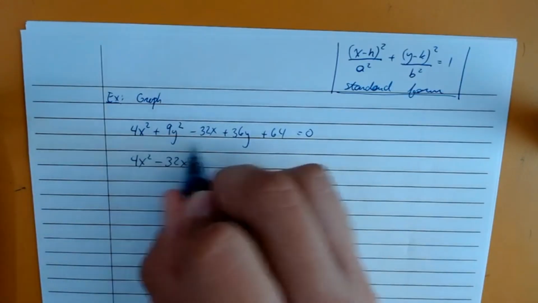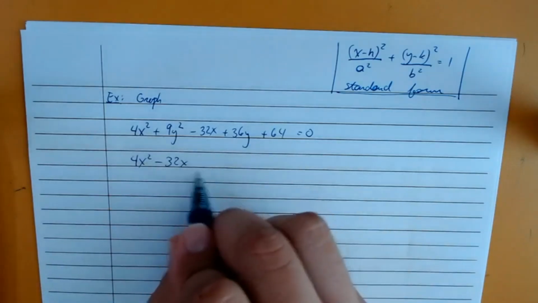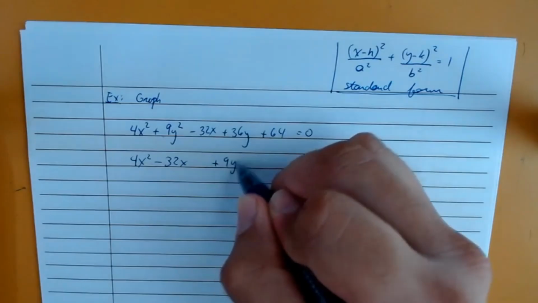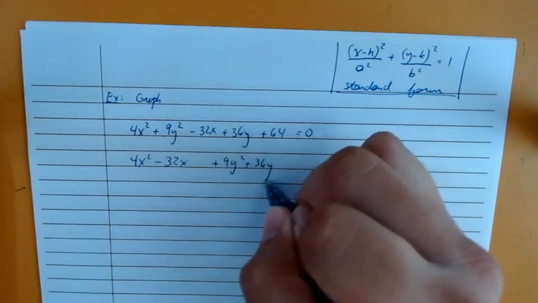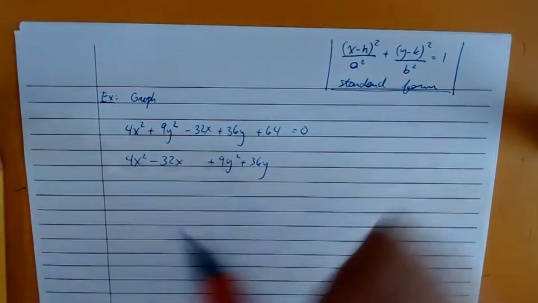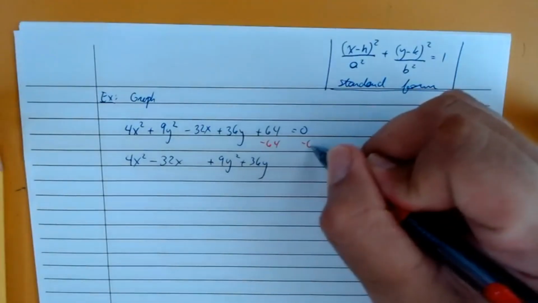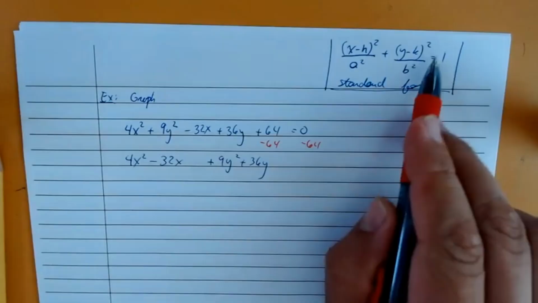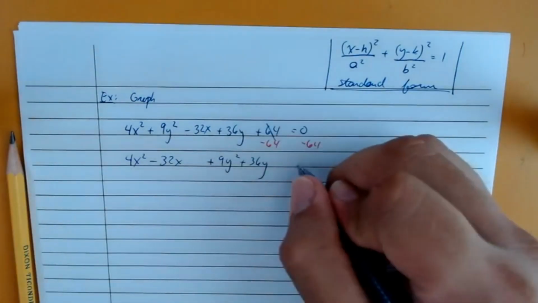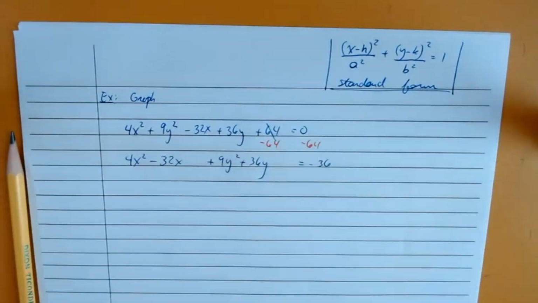So we're going to take 4x squared minus 32x. Leave a little space here because we're going to fill it in in a moment. Plus 9y squared plus 36y. Again, we're just grouping our y terms together. And then let's take our 64 and move it over to the other side. Move whatever constant you have over to the other side, because eventually you're going to want that to be a 1. So that's going to go away, and you're left with negative 64.